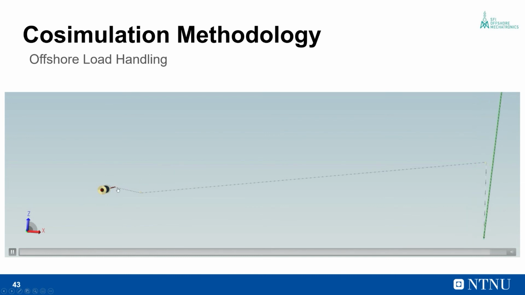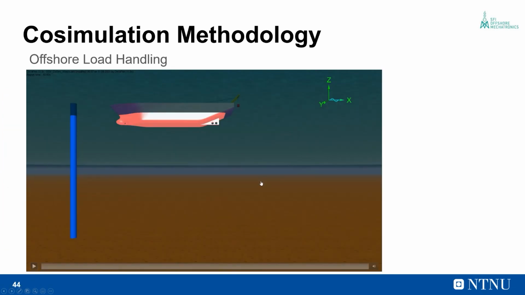The red line shows the torque acting on the winch drum, while the green line shows the vertical load acting on the winch wire. We couple the loads to the Orcaflex model, where we see a corresponding response from the load. The load is first lowered. I'll just speed up the simulation. So the load is first lowered and then raised out.